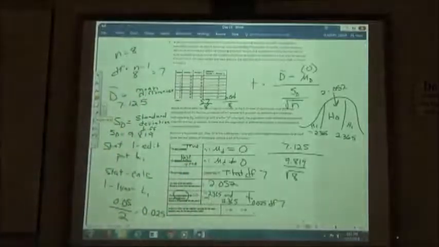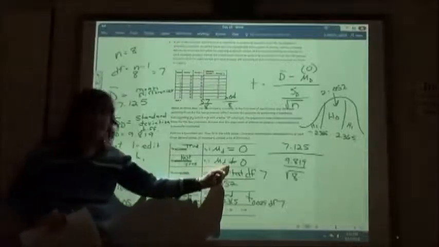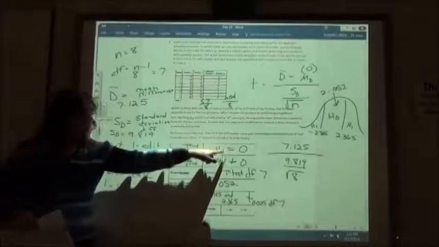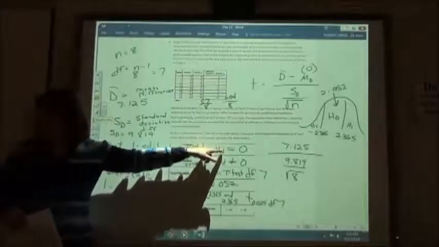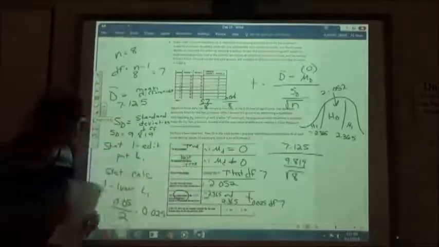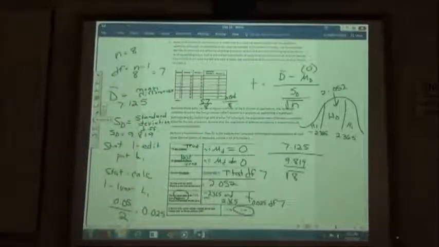And so our question says, at the 0.05 level, can the company conclude that the mean assembly times for the 2 processes differ? Can we say they differ? No, we can't say they differ because we're saying they are the same. They're either equal or they differ. We're saying the differ is not true. So no, we can't say that they differ. We're saying they're equal.